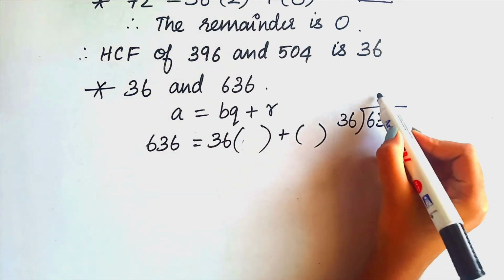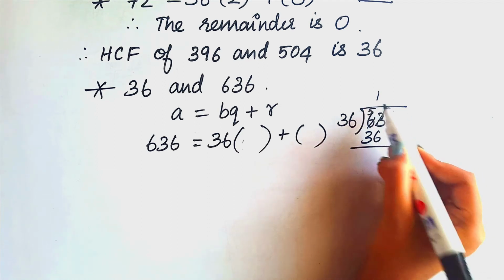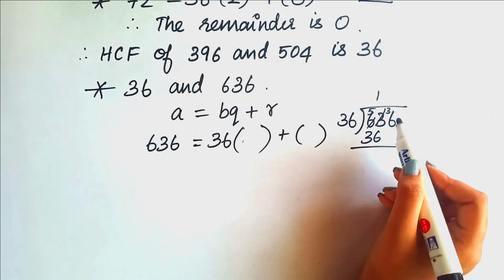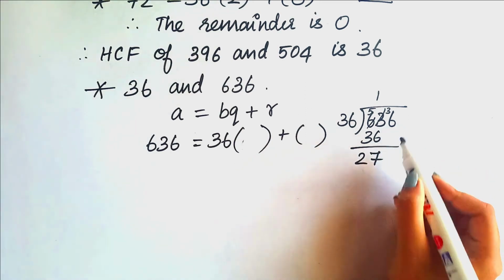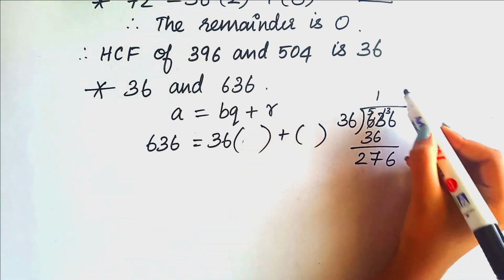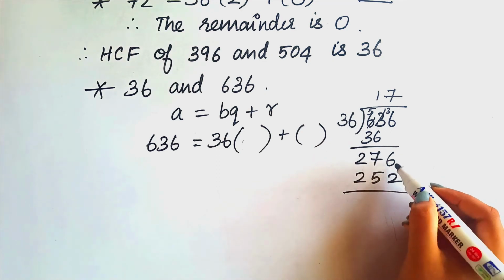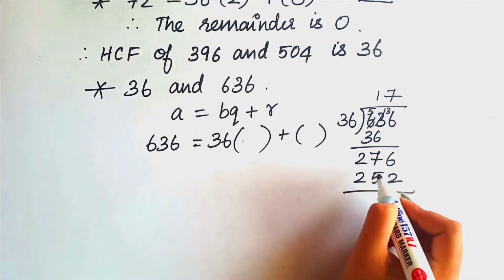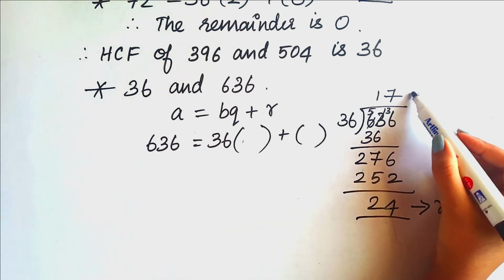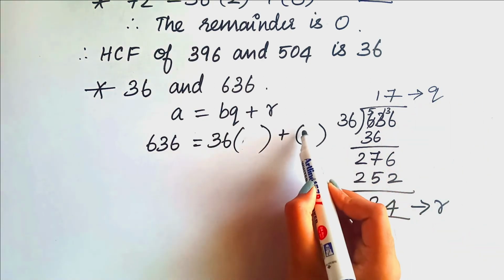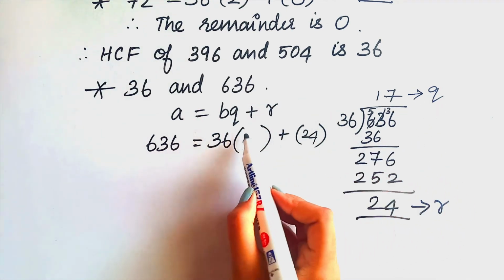Now let's divide. 36 ones are 36. Here it will be a 13 and this will be a 5. So 6 minus 13, it will be 7, and then 3 minus 5, it's a 2 here. And we are taking the 6 down here, and 36 sevens are 252. Now let's subtract. 6 minus 2, it's a 4, and 5 minus 7, it's a 2. So therefore this is our remainder and this is our quotient. Let's substitute that. Remainder is 24 and the quotient is 17.